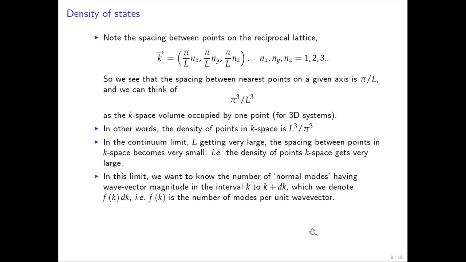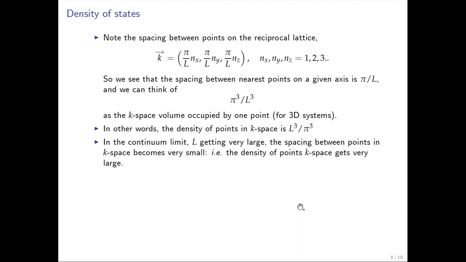So it's in this limit we want to know the number of modes labeled by this wave vector. We want to know the number of modes having magnitude in the interval k to k plus dk. And we'll denote that as the density of states in k-space, or in wave vector space. The number of modes in this interval we'll call f of k dk. So f of k is the number of modes per unit wave vector.